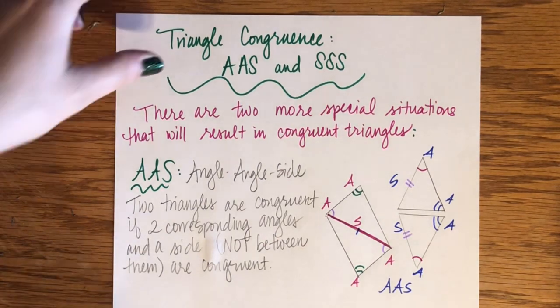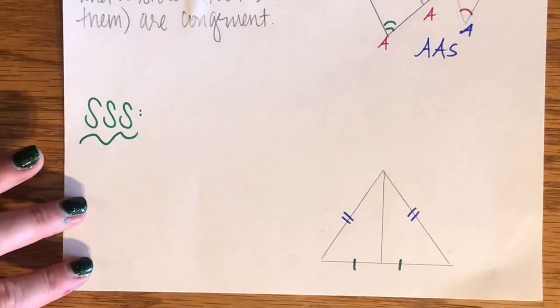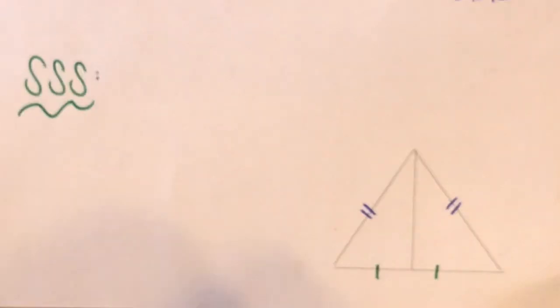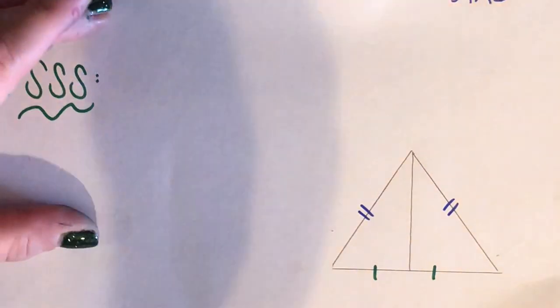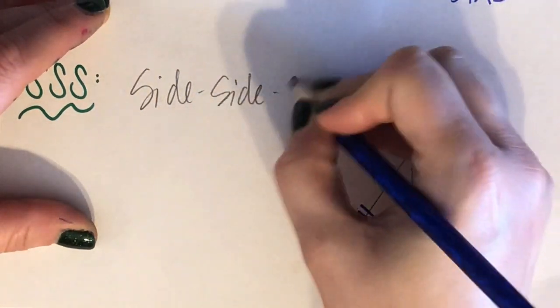All right, so the fourth one that we have is SSS. This one is super simple. My students always like this one. We don't have to worry about any angles. And again, you can probably guess what it stands for, and that is side, side, side.